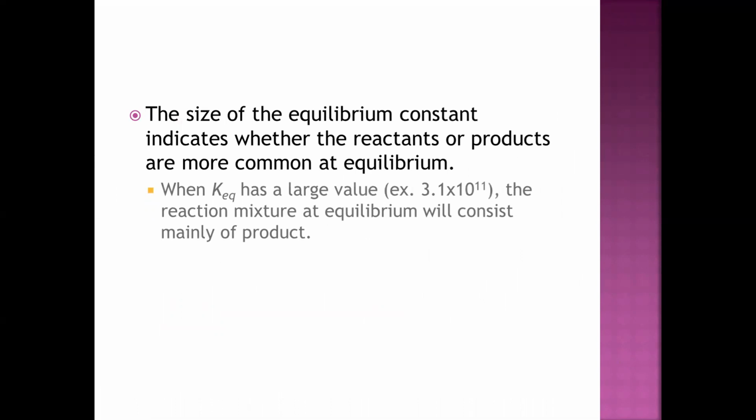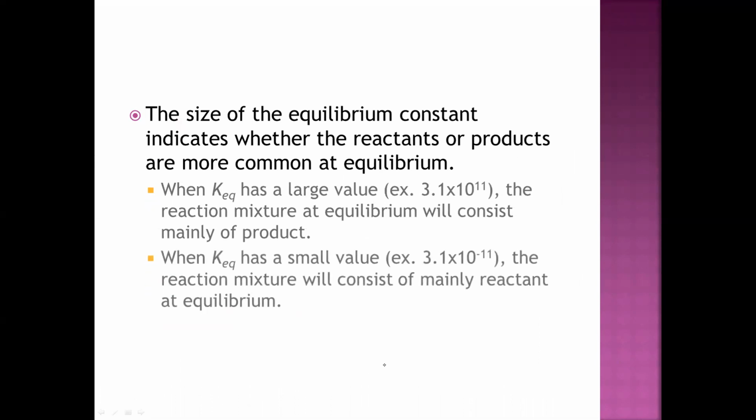So if it's a very large value, like times 10 to the positive exponent, then that tells us that it has mainly products present. And that's because of the product over reactant dividing. The bigger number would be the numerator. Okay. So it's products when it's a big number. It's reactants when it's a small number. So like times 10 to the negative 11. It's a very, very tiny number. So that means that it contains mostly reactants because the reactants would be in the denominator. So when you divide, the denominator would be bigger to make it a small number.